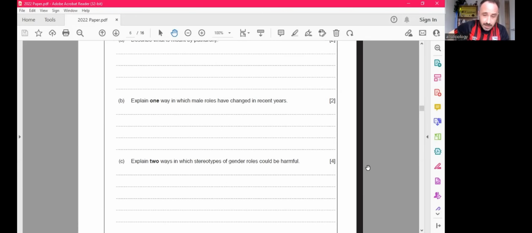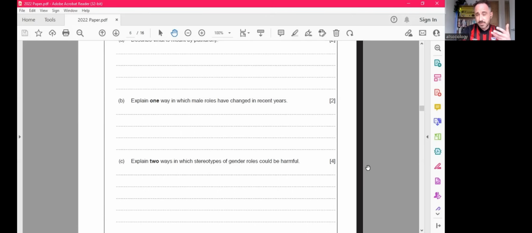Letter B, explain one way in which male roles have changed over recent years. I think the clear thing here you want to be thinking about is going back to the family side of things and about how men perhaps are taking on more traditionally female roles. This is what we refer to as the new man.